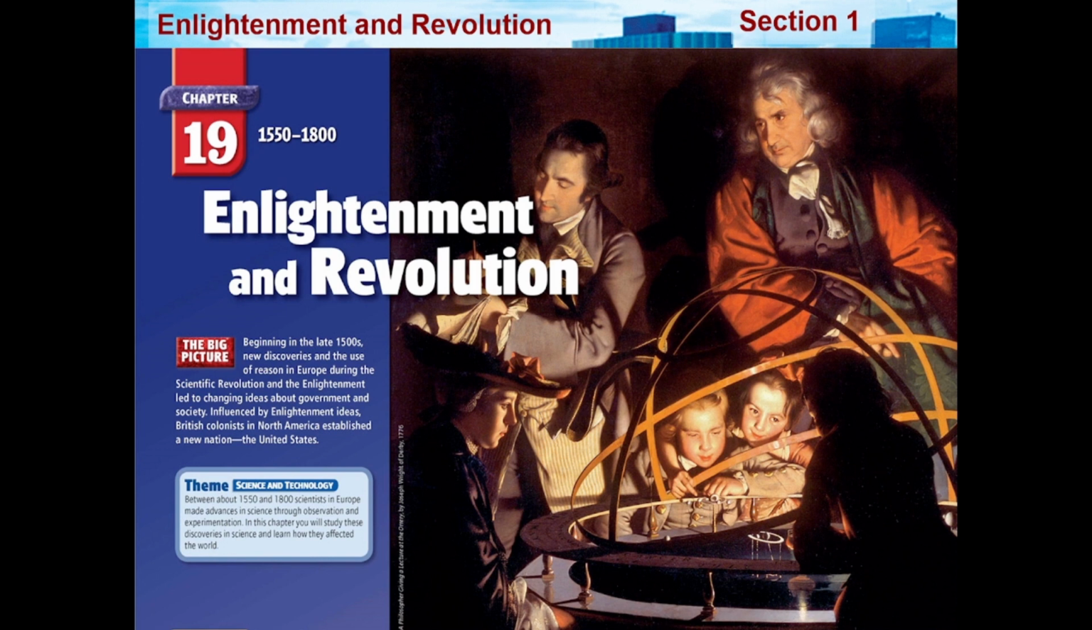Enlightenment and Revolution. As you can see, this one started in the 1550 to 1800s. Beginning in the late 1500s, new discoveries and the use of reason in Europe during the Scientific Revolution and the Enlightenment led to changing ideas about government and society. Influenced by Enlightenment ideas, British colonies in North America established a new nation, the United States.